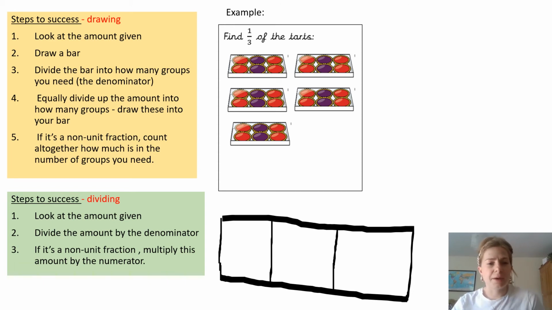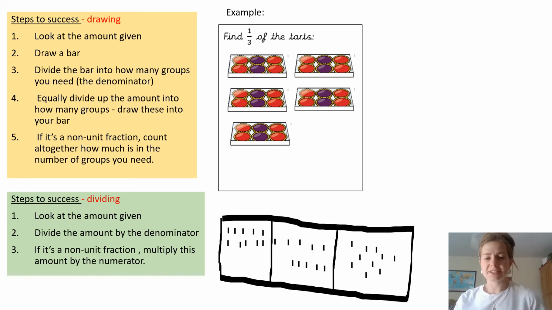Now, let's see how many tarts I have. Let's count them up. They're in 1, 2, 3, 4, 5, 6s. So let's count up our multiples of 6: 6, 12, 18, 24, 30. I've got 30 tarts and I'm doing 30 divided by 3 to find my third.